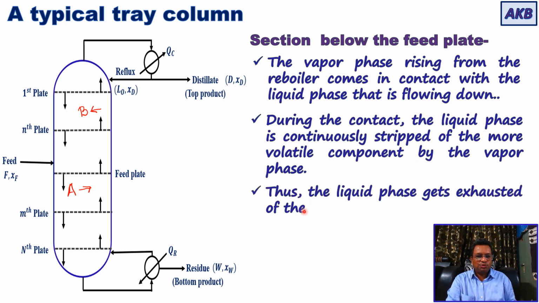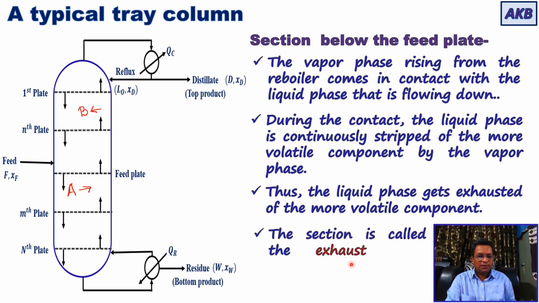And what happens due to this? You are removing A from the liquid phase. So in one way, the liquid phase is getting exhausted of the more volatile component. So in the section below the feed plate, the liquid phase gets exhausted of the more volatile component, and that's why this section is either called exhausting section or stripping section. Why exhausting section? Because the liquid phase gets exhausted of the more volatile component. Why stripping section? Because the more volatile component is continuously stripped off the liquid phase.